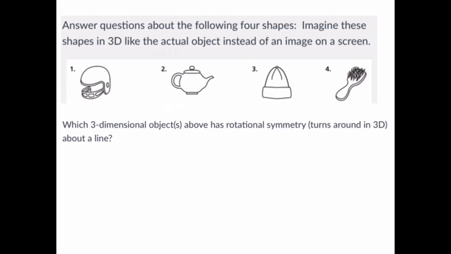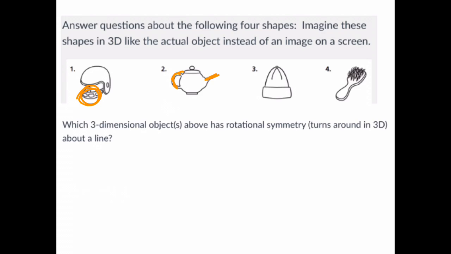And then our last one today, answer questions about the following 4 shapes. Imagine these shapes in 3D like the actual object instead of an image on a screen. So which of these objects has rotational symmetry or turns around in 3D about a line? So if we took the football helmet first, if you look at the front of a football helmet and then turn around and look at the back, those are not mirror images of each other. One has a cage here in the front and the back does not. If we take the teapot, notice we have the handle and the spout, and those will not be mirror images of each other as they turn around.